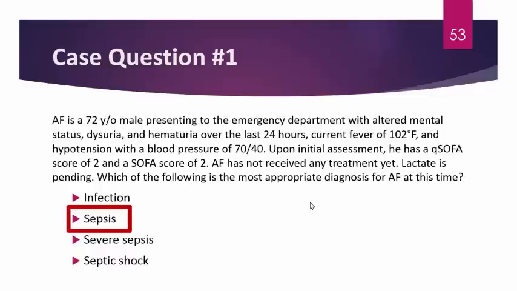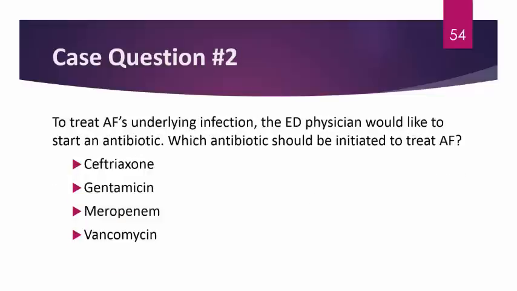You have to have some kind of vasopressor treatment to be considered septic shock now with the 2016 definitions. To treat AF's underlying infection, the ED physician would like to start an antibiotic. Which antibiotic should be initiated to treat AF? So the first thing you have to think about in terms of this question is what kind of infection does AF have? And based off of the symptoms that we noted, he potentially has a urinary tract infection.